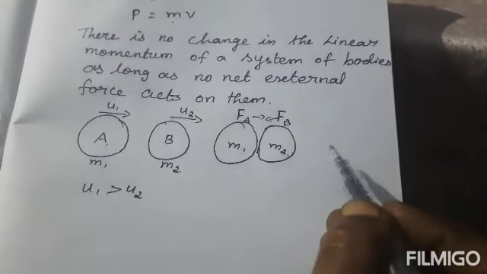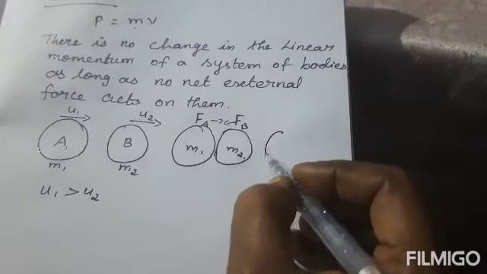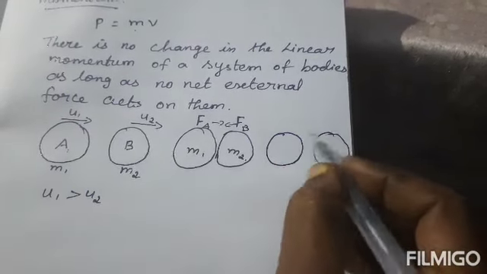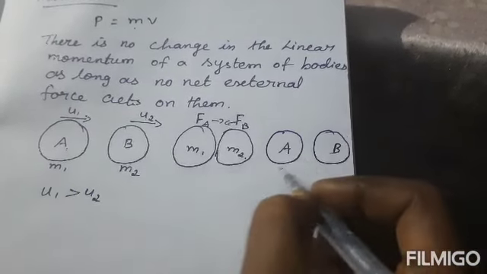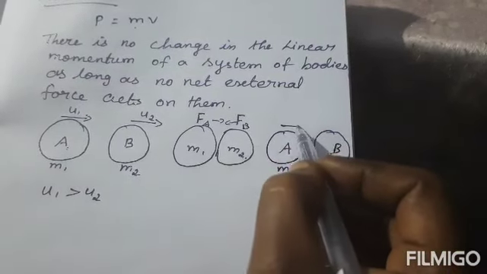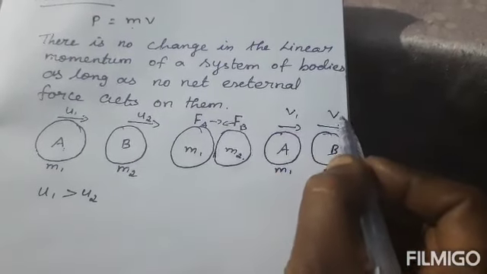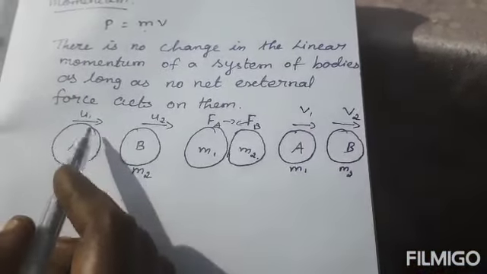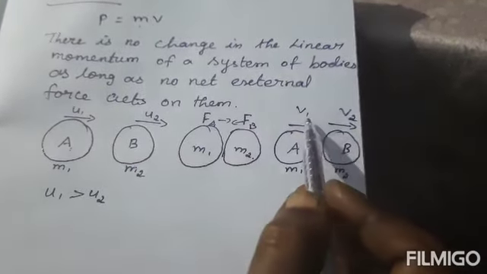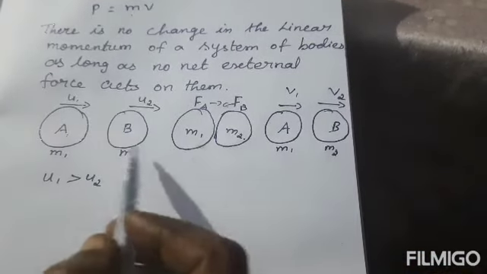After the collision, here are A and B with masses m1 and m2. Before the collision the velocities are u1 and u2. After the collision the velocities are v1 and v2. Okay, this is the diagram.